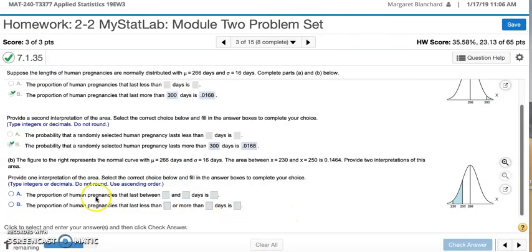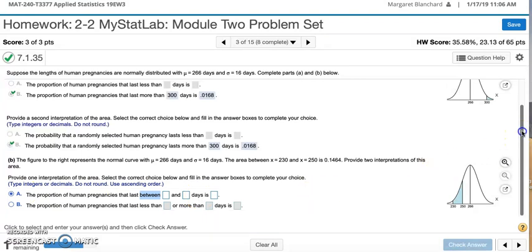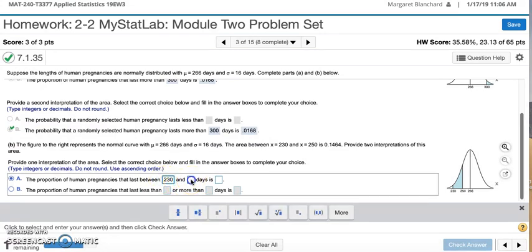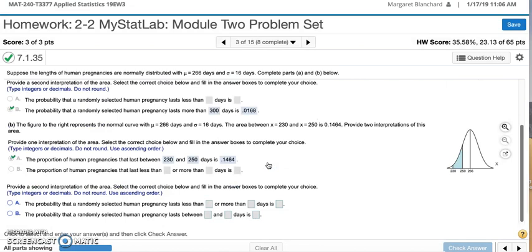So here we have provide one interpretation of the area. Select your choice. All right, so let's look. The proportion of human pregnancies that last between, that right there is what we're looking for. Let's just double check. The other one says less than. We know we're not looking at less than, so we know option A is our correct option. And our range we already looked at is between 230 and 250. And that proportion that we were given is 0.1464. Check answer. Well done.